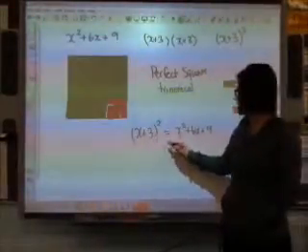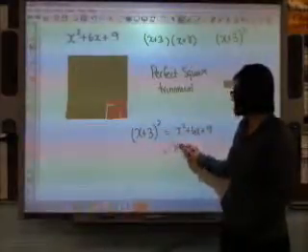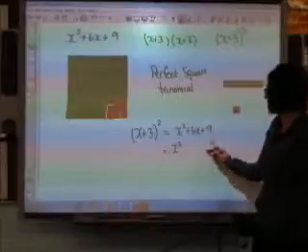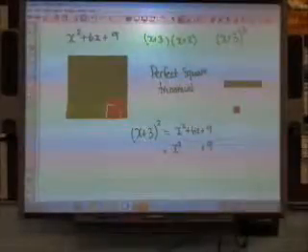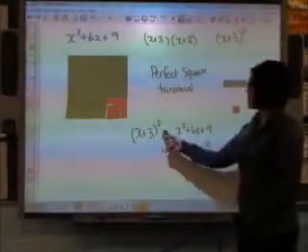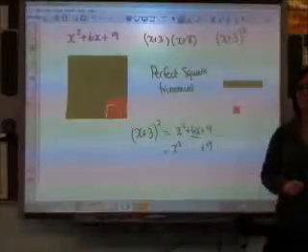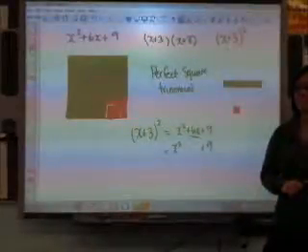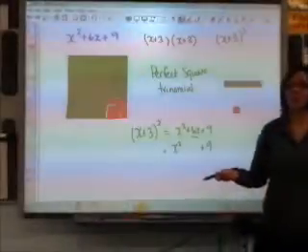Most students, when you ask them to do this, and this was similar to one of the questions on your quiz, get the x squared and the 9. Most students, the first time around, forget the part in the middle. How can I use the 3 and the x to get me my 6? 3 times x times 2. Multiply them together and then double it.